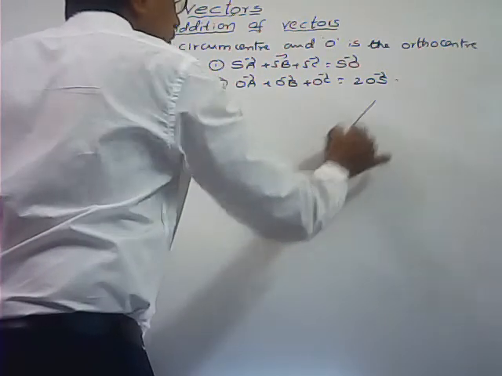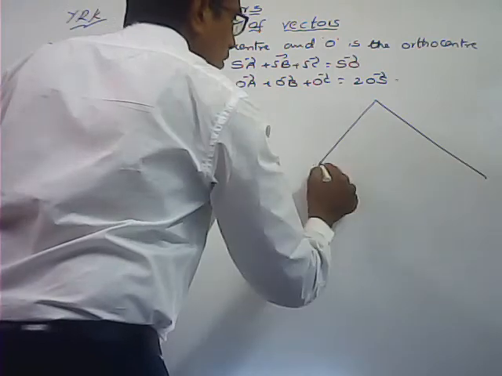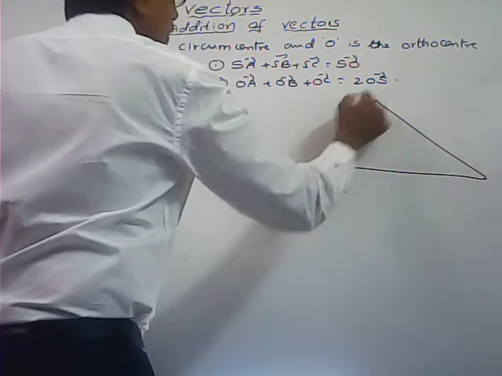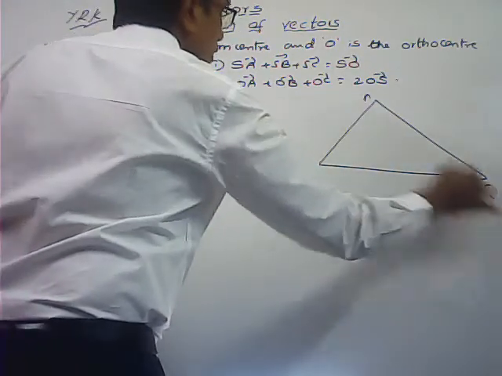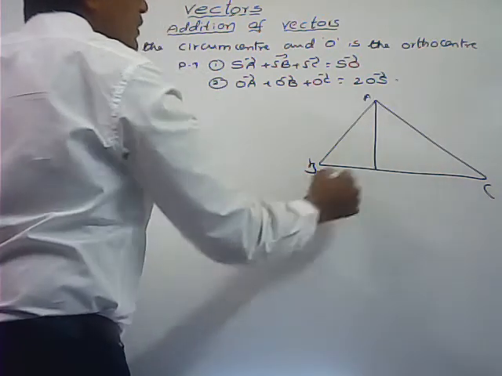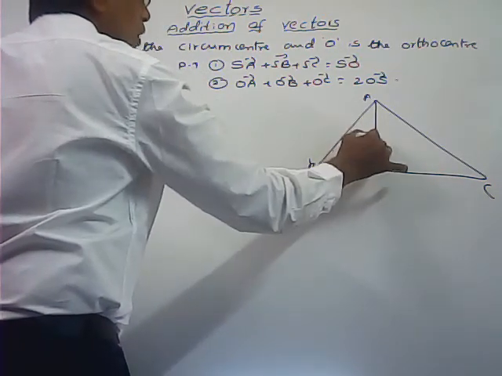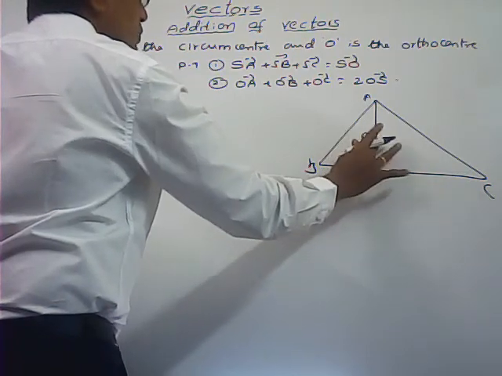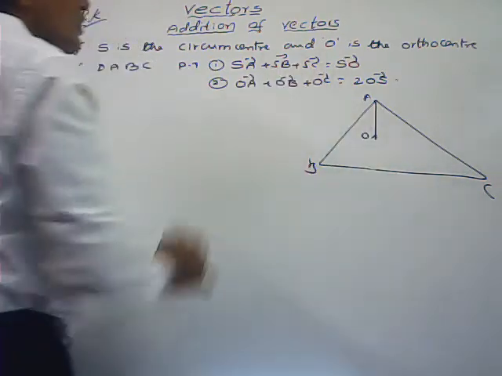Here I am taking one triangle. ABC are the vertices of this triangle, and the orthocenter is the point of intersection of the altitudes only. Altitudes means you draw the perpendicular. So the orthocenter lies on the altitude only. Now we can remove this one.